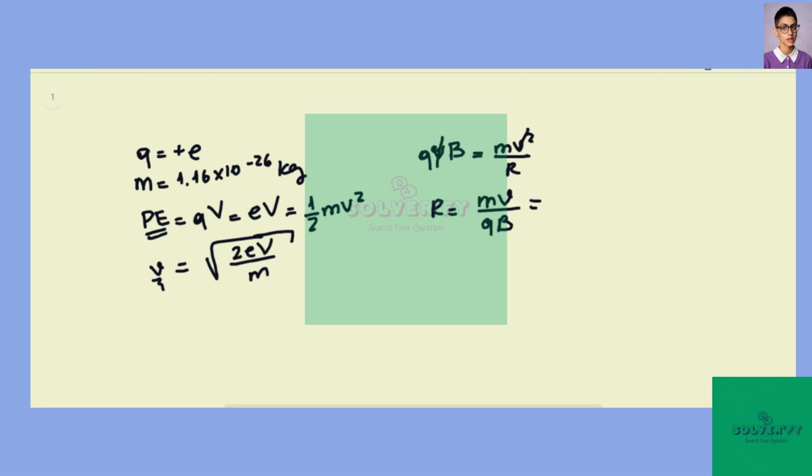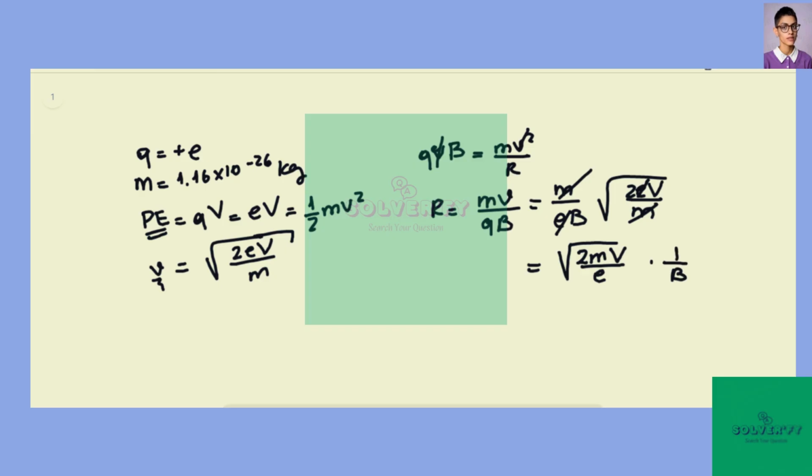If we plug everything in here, we're going to have m over e times B times the square root of 2eV over m. Now we cancel out these two, and then we cancel out these two. Then what we have is basically the square root of 2mV over e, times 1 over B. This 1 over B term is out of the square root.